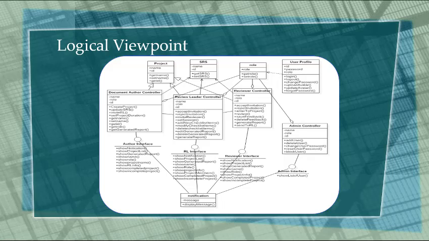Going to one of the three main classes, the document author controller. In this class we have name, role, and ID, so in order to identify a certain document author, we identify by name, role, and ID. In the methods we have create project. This method is called when the document author wants to create a new project.